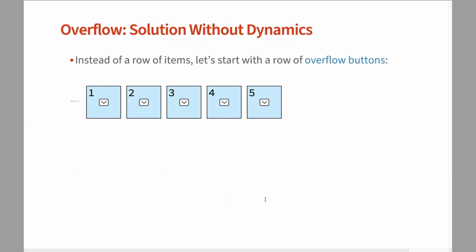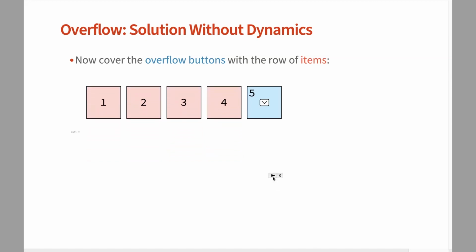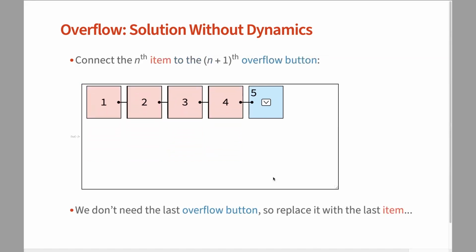So, okay, how do we think about this? Well, instead of a row of items, let's start with a row of overflow buttons. Let's say I've got 5 items, so I'm going to start with 5 overflow buttons. Then I'm going to cover the overflow buttons with a row of items. You don't need the last item to begin with, but I'll come to that later. So this is the row of items, these are the row of overflow buttons, and I'm going to cover the overflow buttons with the items.